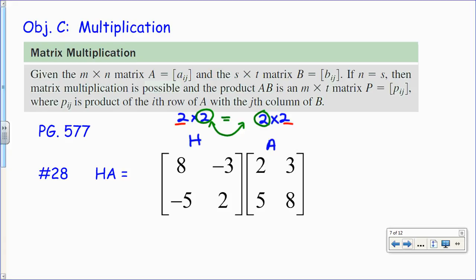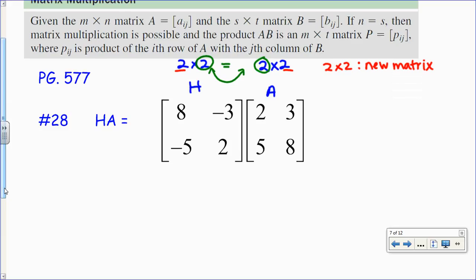What the outside numbers do tell me is what my resulting matrix will be. Okay, so those 2 by 2 will be the sides of your new matrix after you multiply. So when I multiply two matrices together, I'm not just multiplying corresponding entries like I do with addition and subtraction, because they're not always necessarily the exact same size. What I'm doing is the rows of the first one times the columns of the second one. So I know my new matrix will be a 2 by 2.